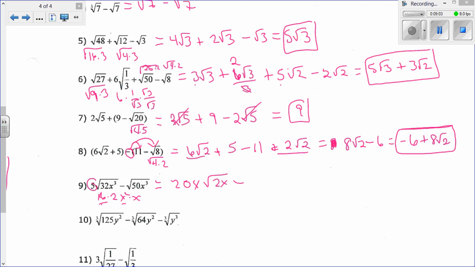Minus 50 breaks down to 25 times 2, and the x cubed breaks down to x squared and x. So the square root of 25 is 5. The square root of x squared is x, and I'm left with 2x underneath the radical. Now you can see that I have like terms in front of the radicals. They both have an x, and underneath my radicals is the same, so I can subtract, and I get 15x radical 2x.